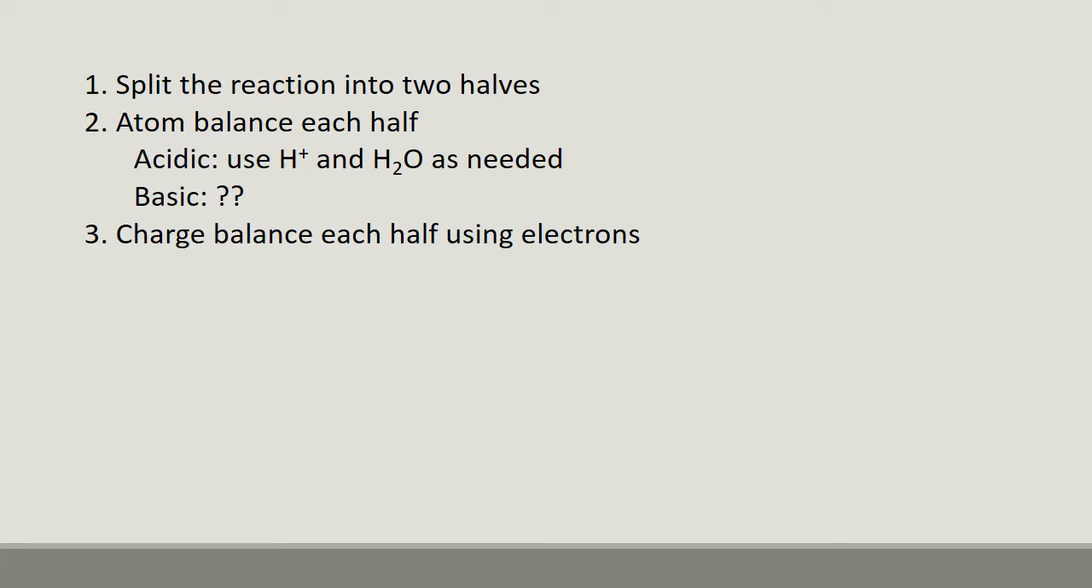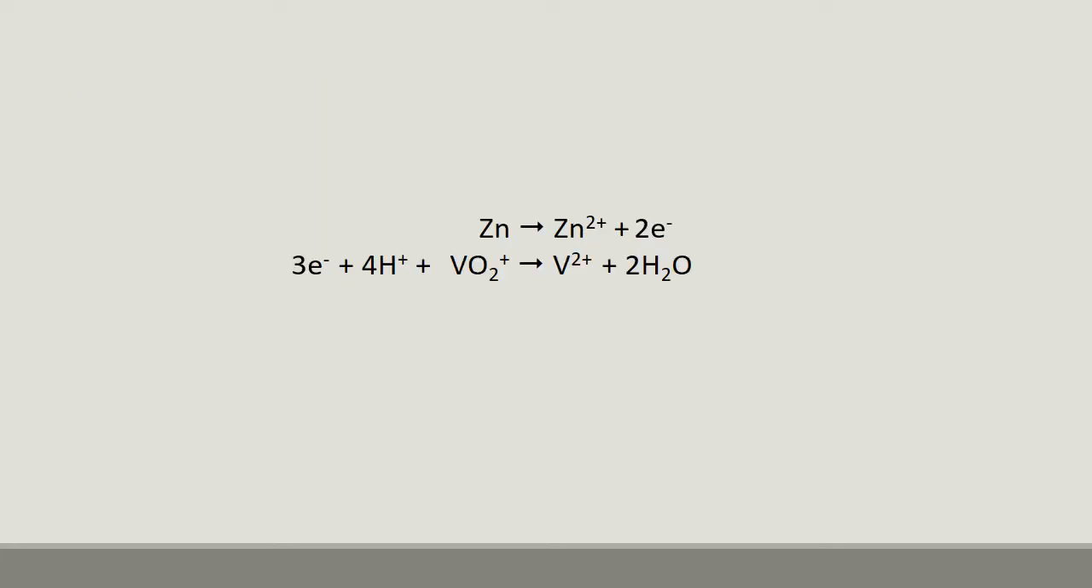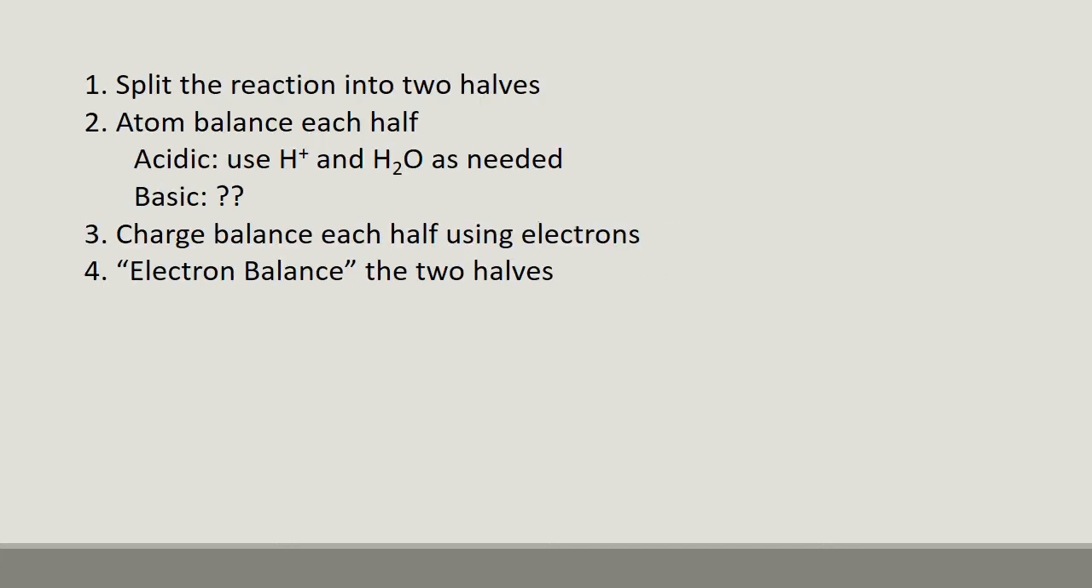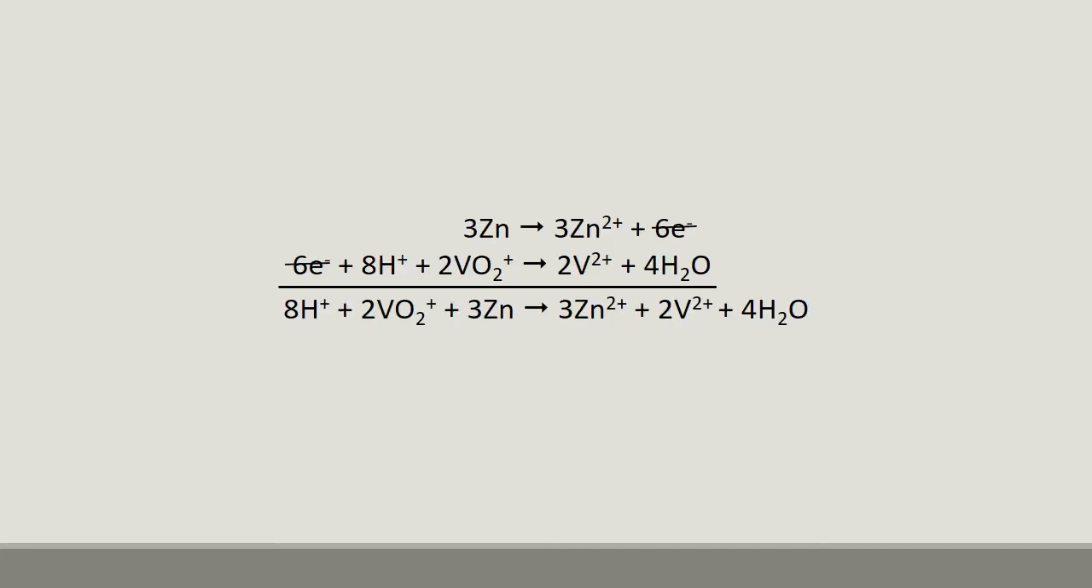Now we'll do what I like to call electron balancing, which means we'll modify one or both halves so they're both showing the same number of electrons. In this example, the zinc half is losing 2 electrons while the vanadium half is gaining 3. So if we multiply the top half by 3 and the bottom half by 2, that'll give us 6 electrons in each half. Finally, it's time to add the two halves back together. Doing that here gives us a reaction that's both atom balanced and charge balanced.